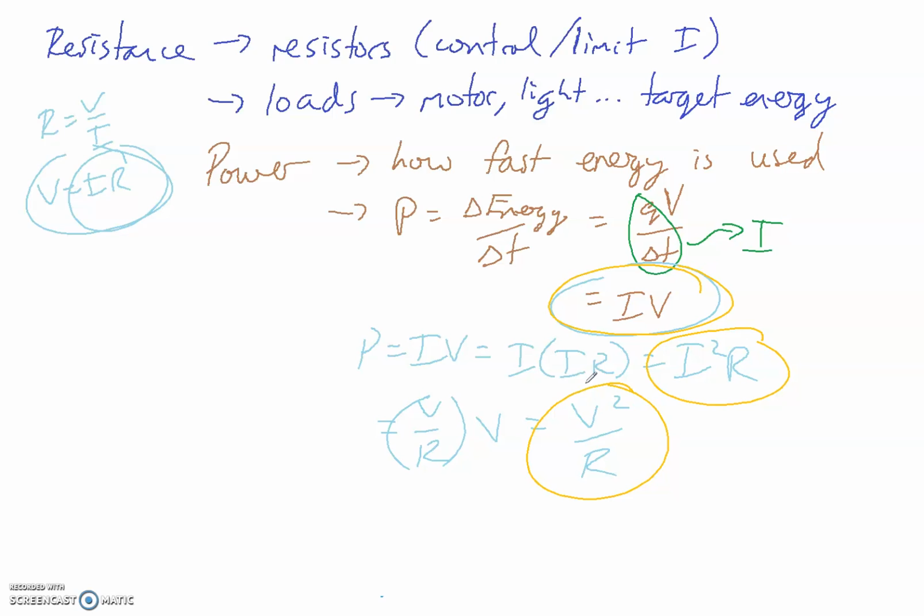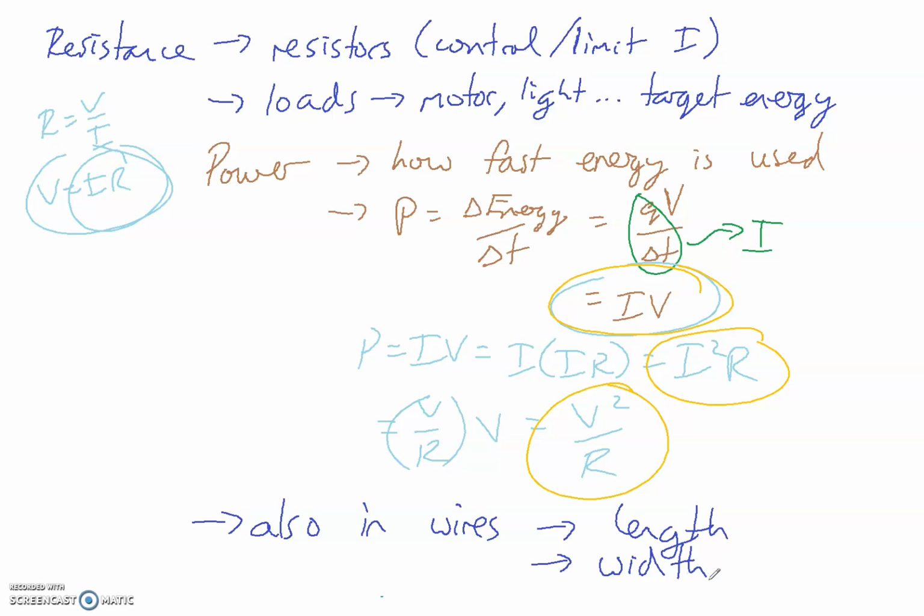Okay, now resistance doesn't just come from resistors and loads. It also comes from what's called internal resistance. It's also in things like the wires. Now wires, of course, have resistance in them. You have to push through, and different things like the length of the wire is important. You want wires to be as short as possible, not to mention the width of the wire. Basically, the thicker the wire, the bigger the cross-sectional area, the more room there is to go through, so that actually brings the resistance down.